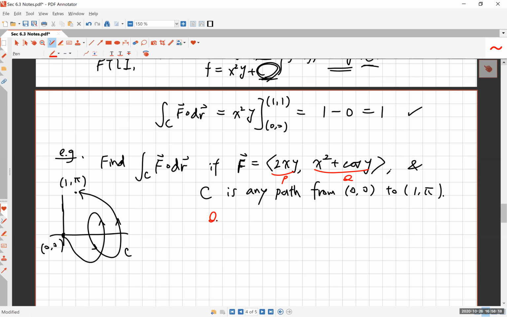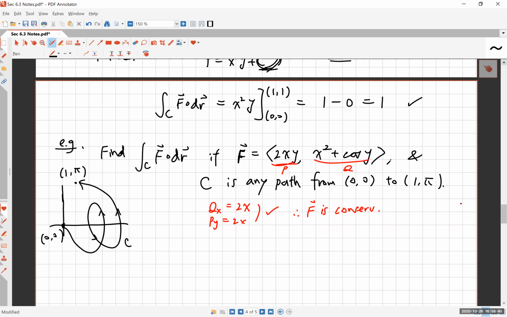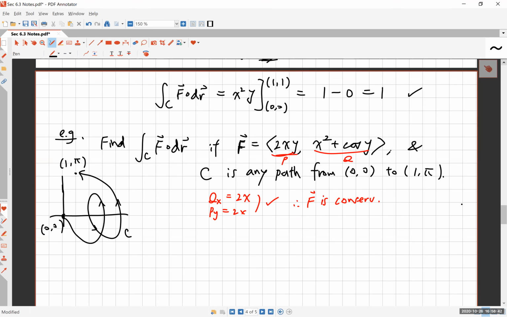So let's say Q_x is 2x, right? And what's P_y? The partial of P with respect to y is 2x. All right, so that is conservative. This is a quick check, and this is nice because it was quick. F is conservative, and therefore a potential function, lowercase f, does exist.